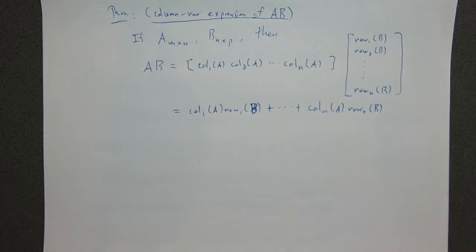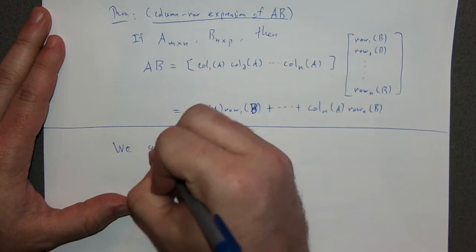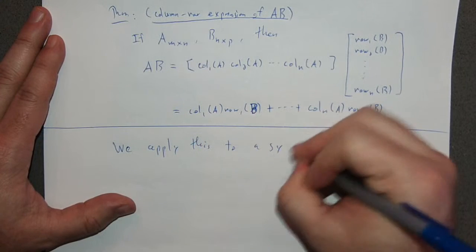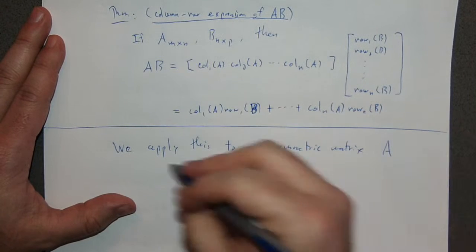All right. So this is the column row expansion. Okay, and it's nice for a variety of reasons, but the main reason it's nice for us is because it allows us to write out a symmetric matrix A in a really, really cool way, which is the following. So we apply this to a symmetric matrix A in light of the spectral theorem.